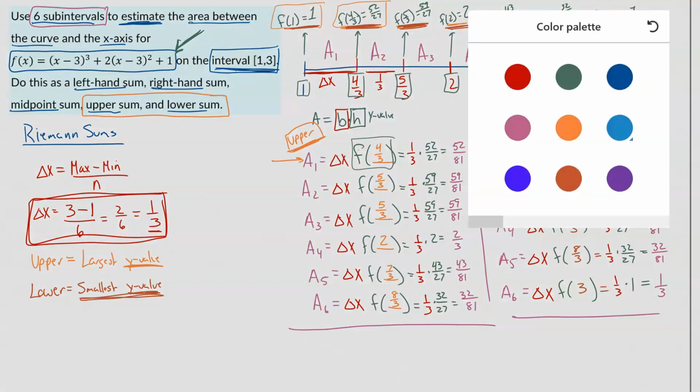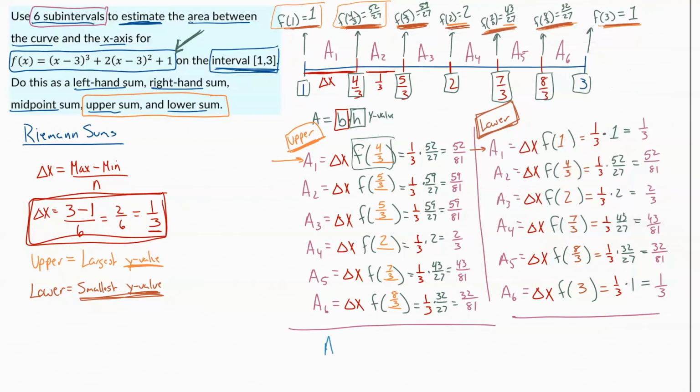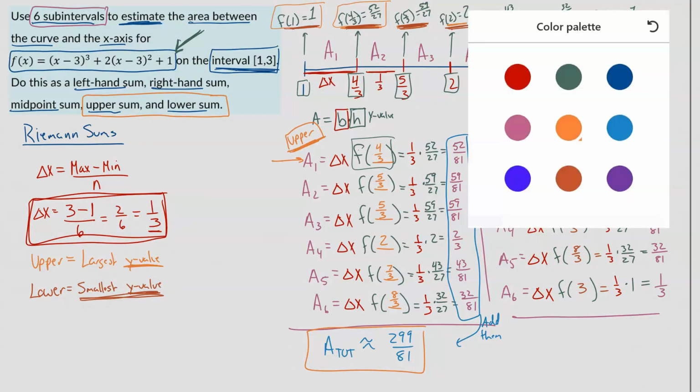So to get our final estimate, our upper estimate, our overestimate on this thing, you would go ahead and just add up all of those values right there. So you're just going to add them. Again, it's not very hard, it's just a long process. And when you do that, you're going to get out of there 299 over 81. That is your upper sum. That is your overestimate for what this is going to be, because you grab the largest y value every time.